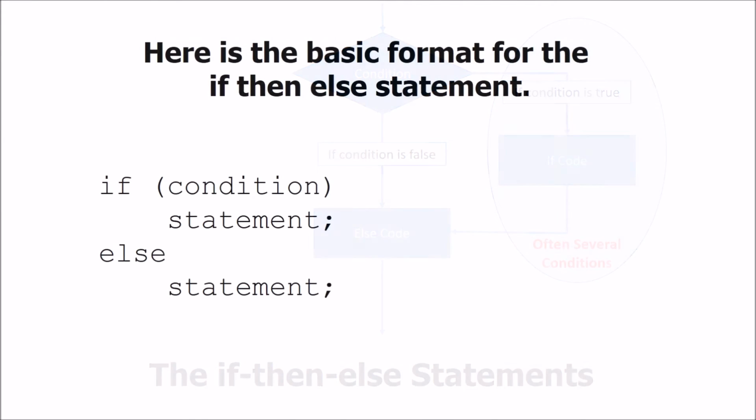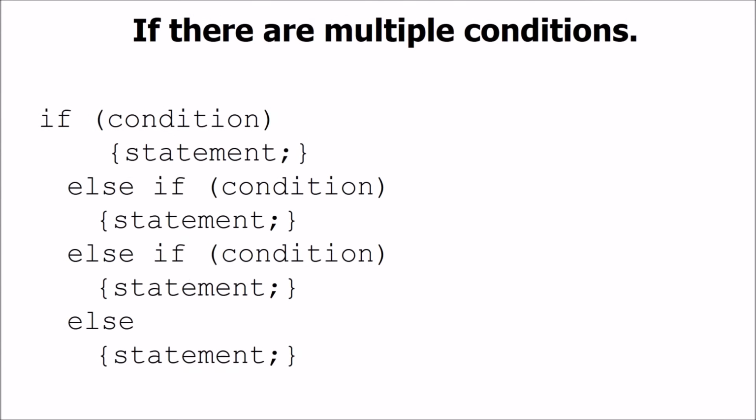Here's the basic format for the if-then-else statement. You have an if, followed by a condition, and then a statement, and then the else, and then the statement. You notice there is no condition behind the else because it is the default. It's going to happen if the conditions are not met. If there are multiple conditions to be checked, the format will look something like this. The if condition, followed by statement. The else if condition, checking another condition, followed by a statement. Else if condition, statement, else, and then statement.